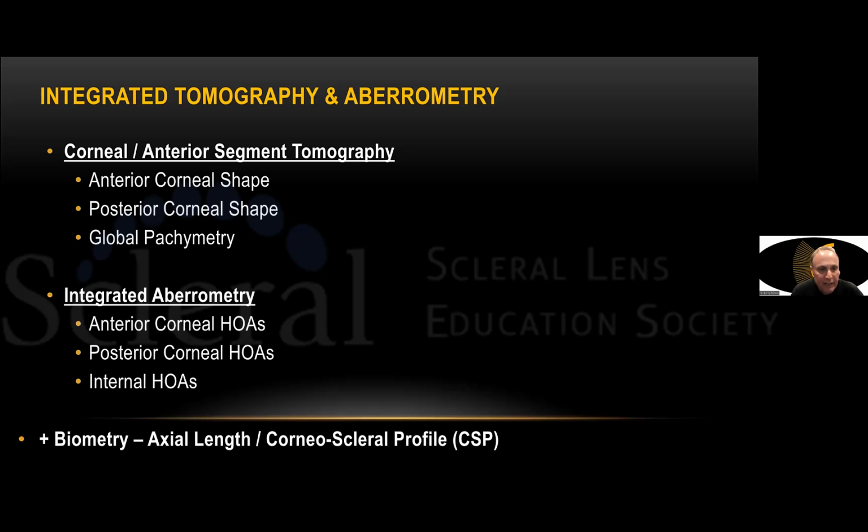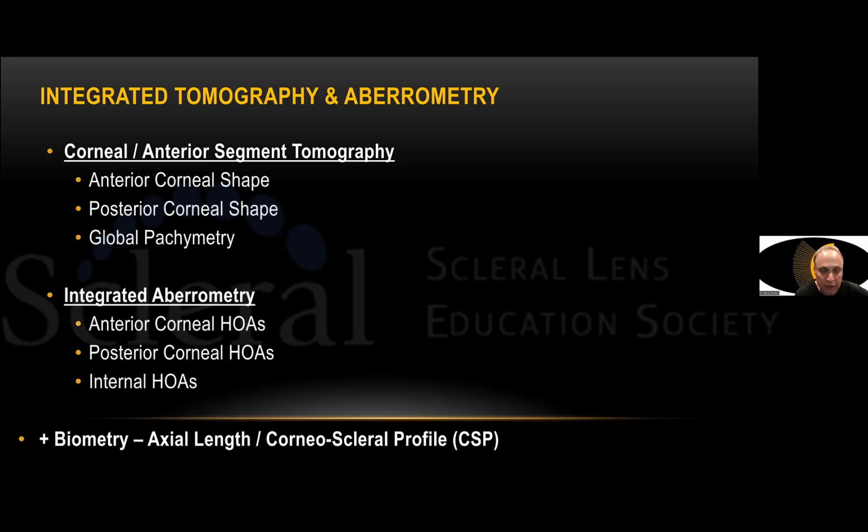And the system that both John and I use is the new Pentacam AXL wave. It integrates aberrometry along with corneal tomography, as well as global pachymetry. And actually, this instrument also does biometry. It can measure axial length and does corneal scleral profiling. It's a pretty amazing multifunctional system. And both of us have been using it over the last year.